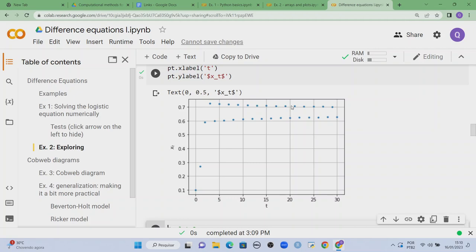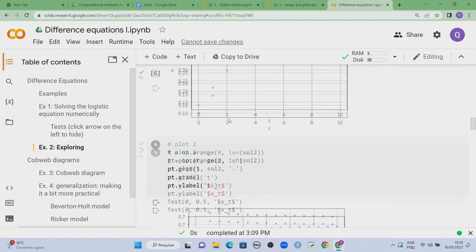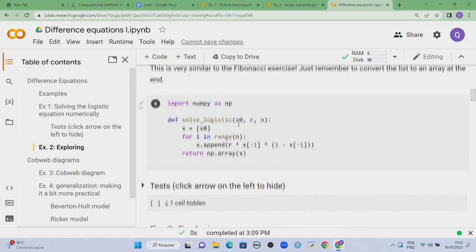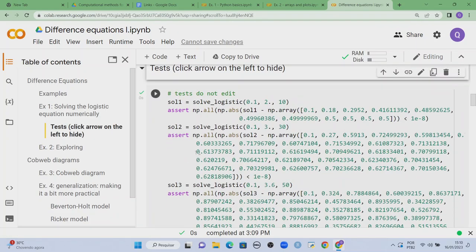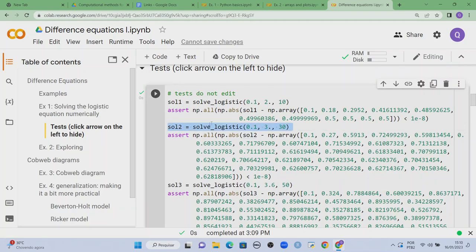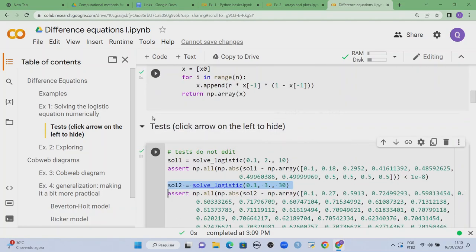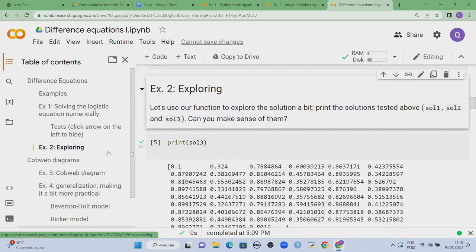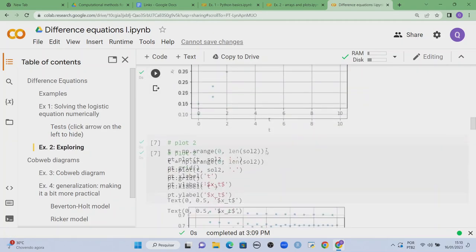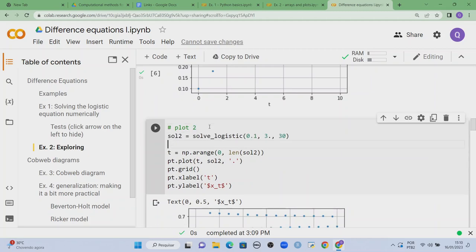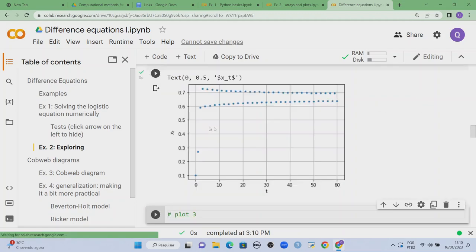How do you check if this is actually going to stabilize at a periodic solution, period 2? You run more iterations, okay? So how do you do that? We go back to the sol 2 definition over here, where I define sol 2, and I will come here and do more iterations. So instead of 30, let's try 60, double. I run this again, and now it looks better, right?